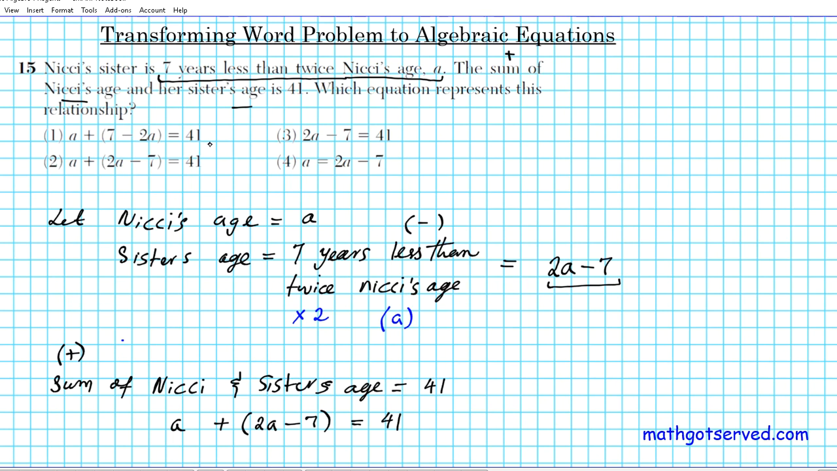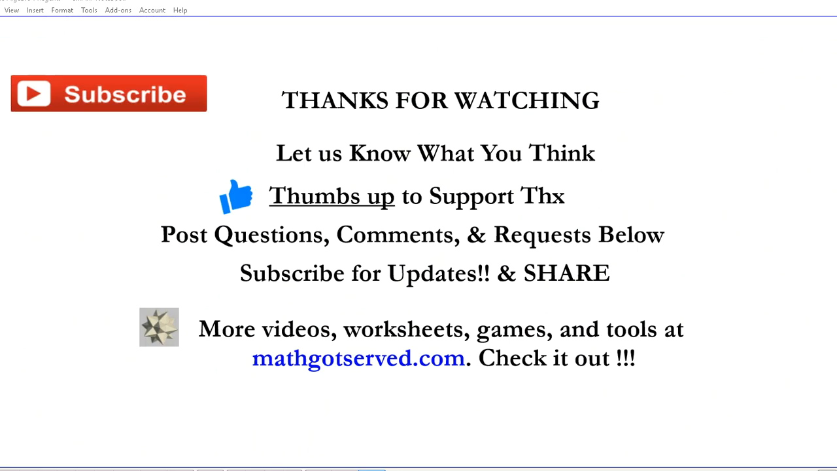So let's look at the options. Which one is the correct one? Oh, option A plus, see, this is a trick. They kind of switched it, so that's wrong. You don't want to do that. The correct answer to question 15 is option number 2. So this is how you transform word problems into algebraic equations.